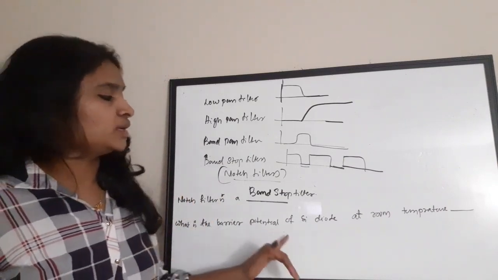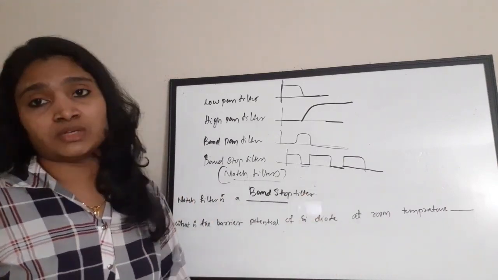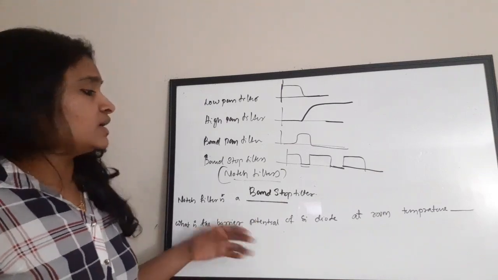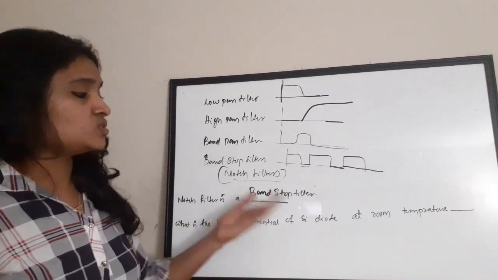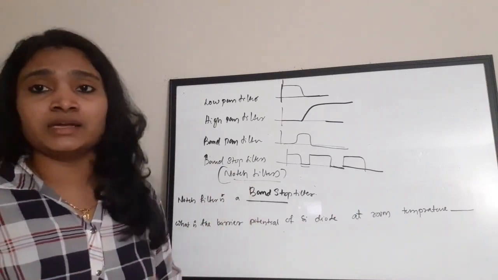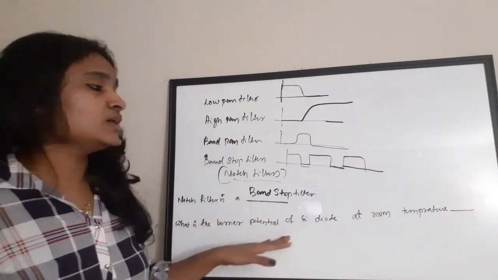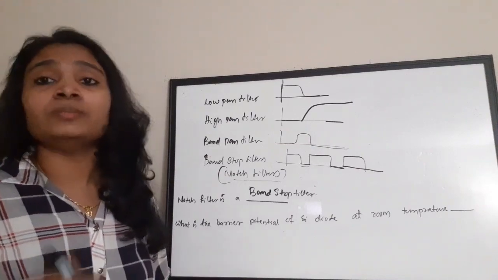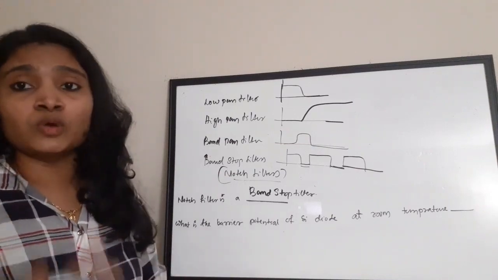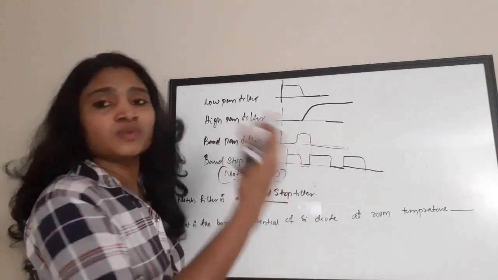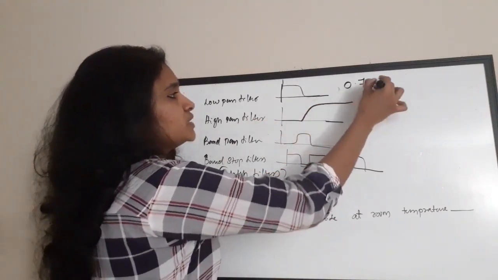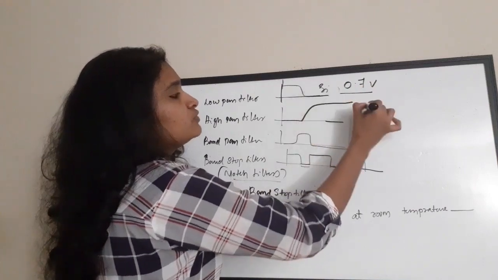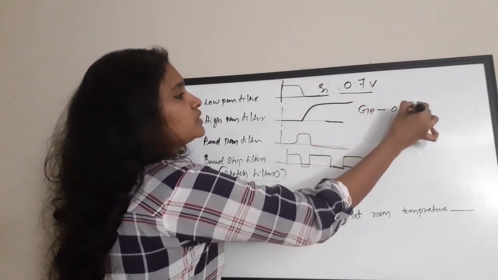What is the barrier potential of a silicon diode at room temperature? Very basic question. We have been using this through all our problems while considering diodes. Normally we use silicon diodes only. The silicon diode has a barrier potential, or built-in potential, or threshold voltage, all these terms we use sometimes, of 0.7 volt at room temperature. For germanium it is 0.3 volt.